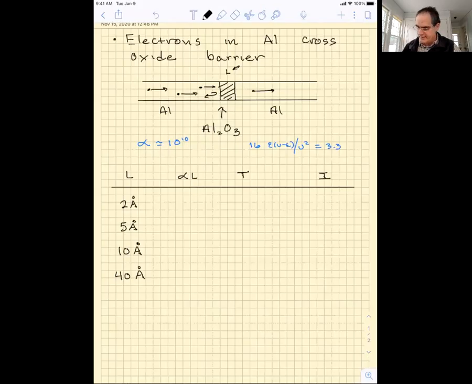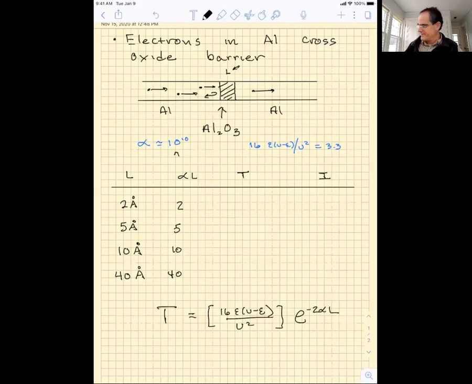Well, alpha, we said, is about 10 to the 10, and an angstrom is 10 to the minus 10 meters. So the combination of this gives 2, 5, 10, and 40. And now we can figure out what the transmission coefficient is. So for each of these, all we have to do is to do the calculation using the tunneling formula we wrote down a moment ago. Let me just bring that up again. Okay, there we are. So here, let's go through the first value together.